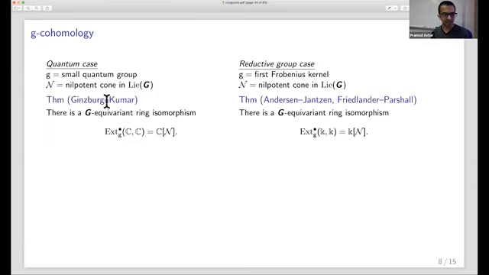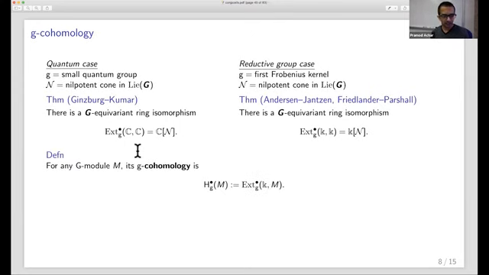Then I think in the early 90s, it was a result of Ginzburg and Kumar that the analogous thing is true in the quantum setting, except now it's going to be the complex nilpotent cone. So this Ext algebra is the coordinate ring of the complex nilpotent cone. Now using these results, here's something I can do in both cases. If I take any representation M of G, I define its small g cohomology to just mean Ext from the trivial module to M. Of course, this definition doesn't require you to start with a big G module. You could start with a small g module, and this still makes perfect sense.